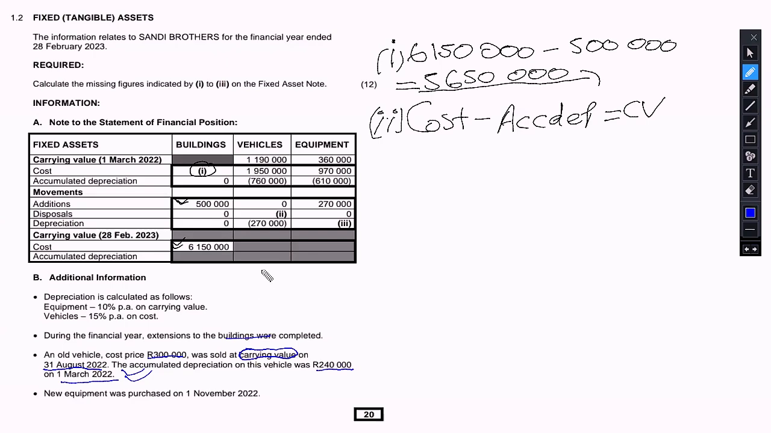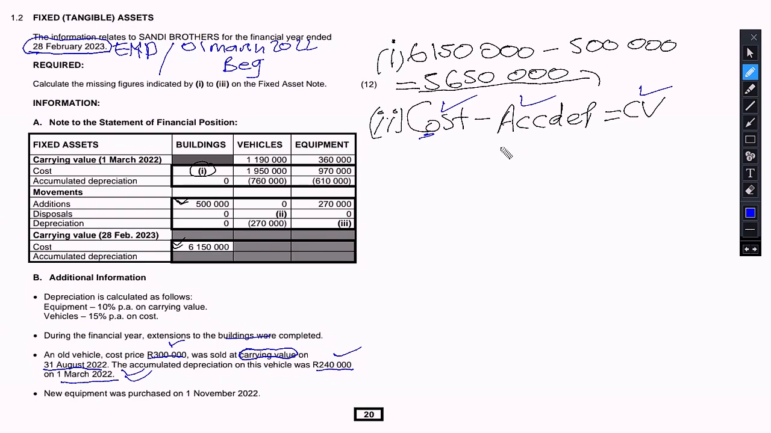So when we check our financial period, we were told that the accounting period ends on the 28th of February 2023. This is the end of your accounting period. So meaning that 1st March 2022 will be the beginning of your accounting period. Now that we have our cost of 300,000, we also have the accumulated depreciation of 240,000, and our formula for carrying value, remember, is cost minus accumulated depreciation.